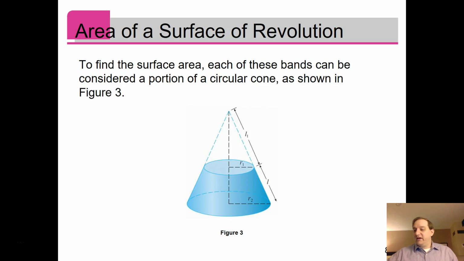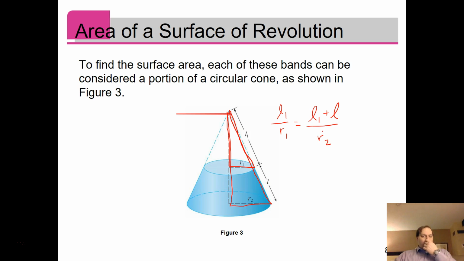I'm going to go back really quickly. So what we have here is we have this triangle right here, and then we have the big triangle right here. And these two triangles are similar. So what I can say is that the ratio of the sides, so I'm going to do this the right way, if I have L1 over R1, that has to be the same as L1 plus L over R2. So we're going to take this equation, which comes from similar triangles, and we're going to manipulate it.